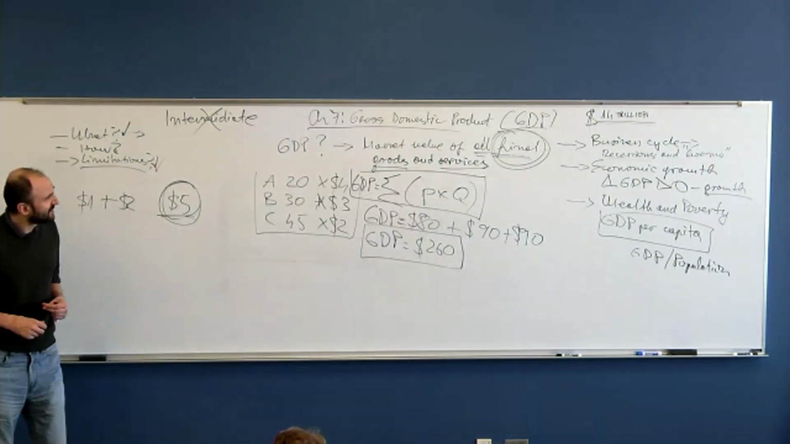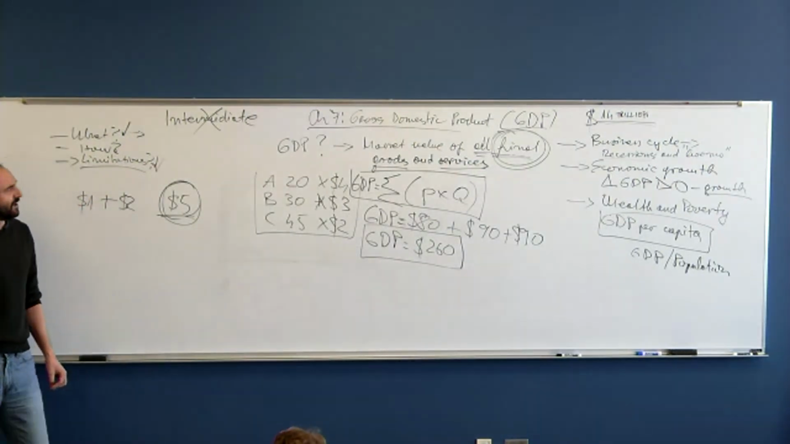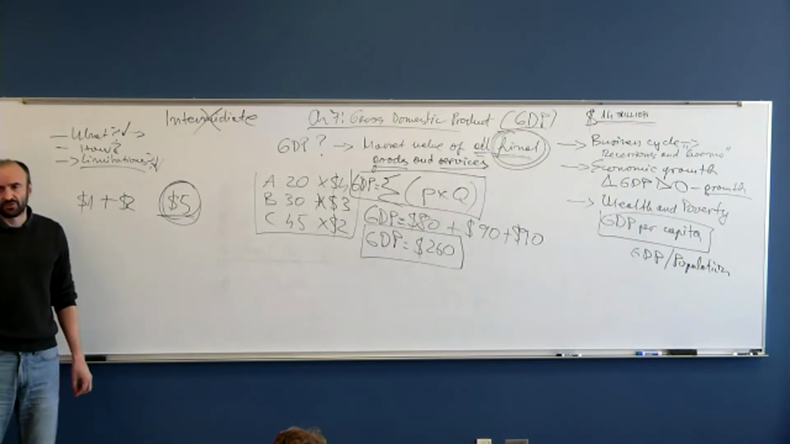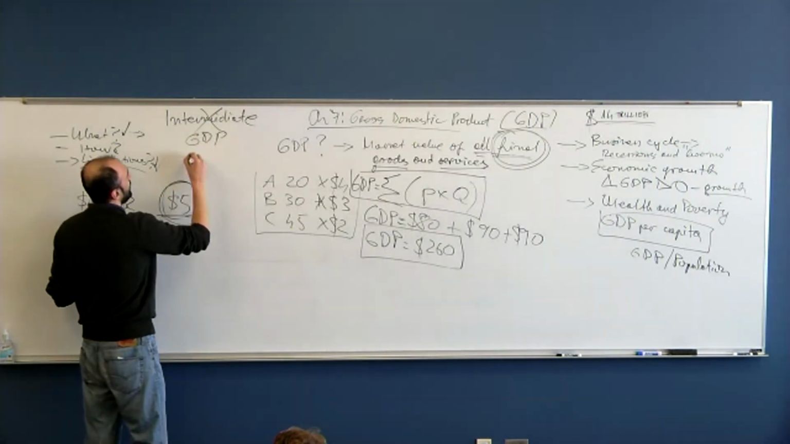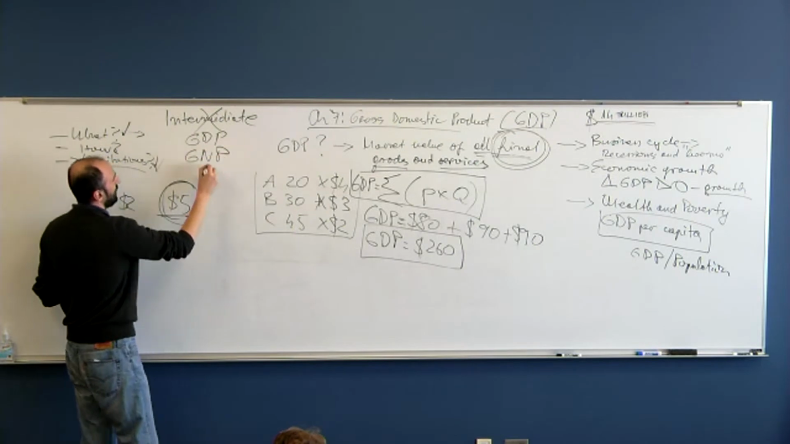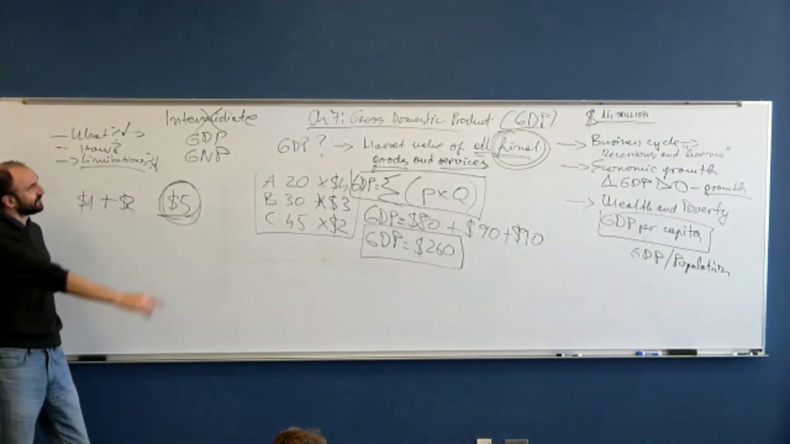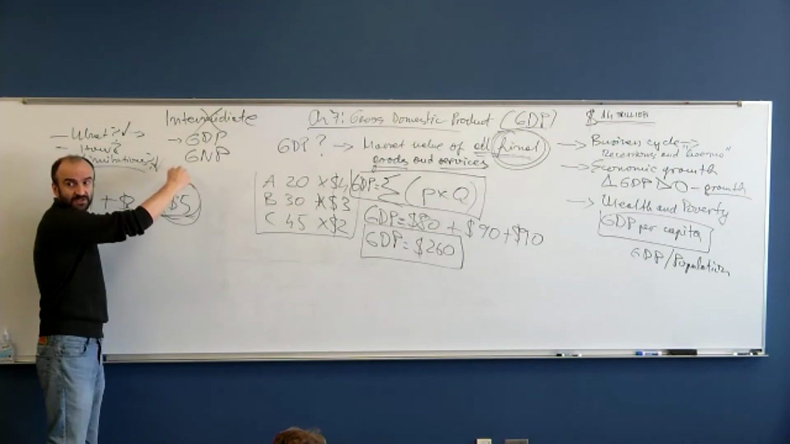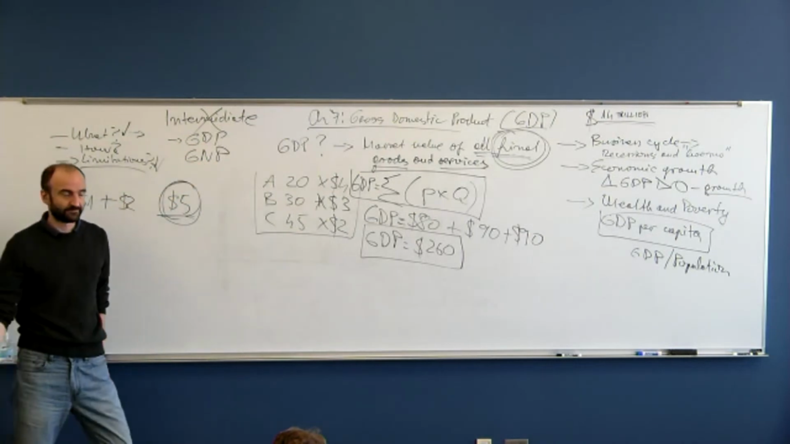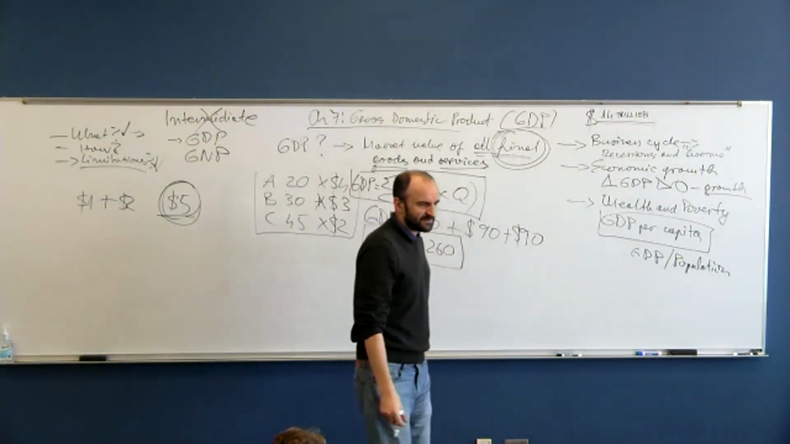Another distinction, I wouldn't say that this is a limitation of GDP, but a useful distinction to bear in mind. There is GDP, and then there is something called GNP, gross national product. So GDP is gross domestic product, GNP is gross national product. So what is the difference?